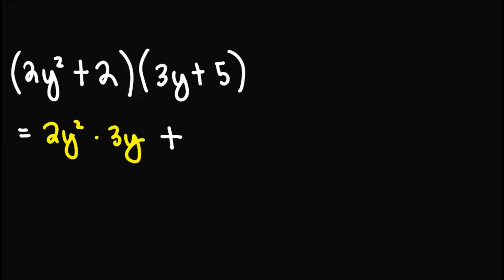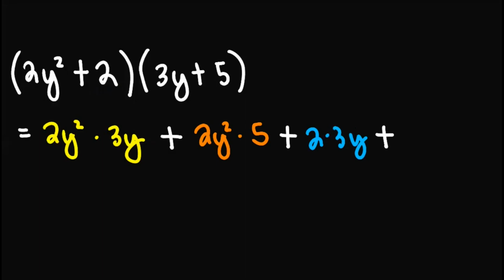plus the outer terms, which are 2y squared and 5. So we'll have 2y squared times 5, plus the inner terms, 2 and 3y. So that is 2 times 3y. And the last terms, which are 2 and 5. So we'll have 2 times 5 out here.